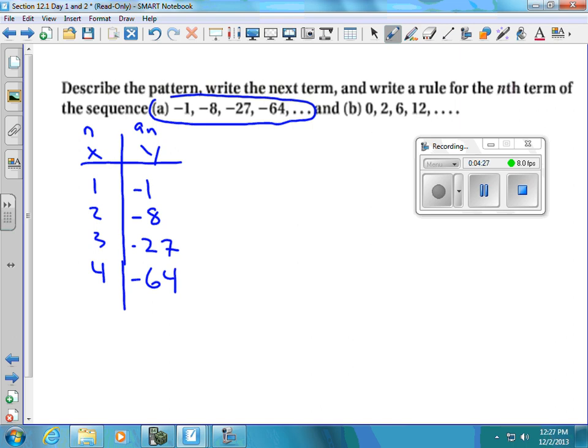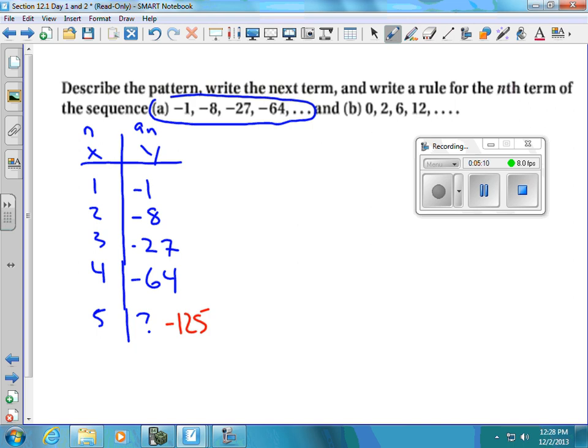So any predictions on what the next term is going to be? What are we going to get when we plug in 5? Right? What are we going to get? Well, I kind of like to figure out what is the pattern here. And if we ignore the negative signs, 2 to the third power is 8, 3 to the third power is 27, 4 to the third power is 64. But they're all negative. So my guess is that the next term is going to be 5 to the third power, but negative, or negative 125. That's my guess of what I think the next term is going to be.